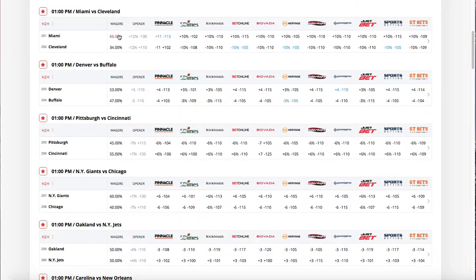Now, let's talk about another thing. Like I've always told you guys, fading the public is going to be the way to go more times than not. So now Miami is the public team. They have a majority of the tickets, and the reason I know they have a majority of the money is that tickets do not make the line move. Money makes the line move. So if the majority of the money is on Miami, the sportsbook has to move the line down so they can get more money on Cleveland. It will even the action out.